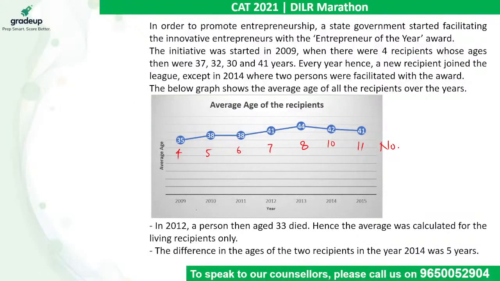ठीक है, अच्छा नीचे कह रहे हैं in 2012 a person then age 33 died. Okay, so he died, so the number of people will remain 6 only. Okay, so due to this 6 people only, right, because one person received the award, so उसमें 7 लोग हो गए, one person died, so 6 people. So in 2013 7, 2014 में 2 लोगों को award मिला, right, 2 persons were awarded, so 9 people, and in last year there are 10 people.